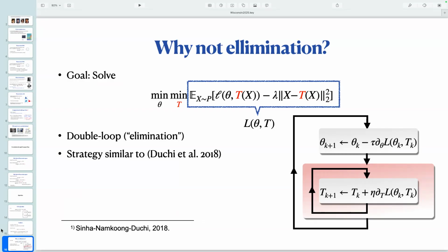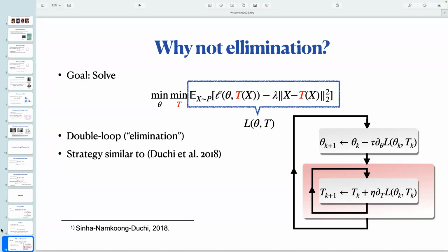A natural question to ask is, why not just solve min max? Sorry, I apologize, this is min of max over T. Does this correspond to an elimination scheme or double loop? Instead of alternating, I could do one iteration here, but do many iterations inside to solve for T instead. In fact, this is a strategy similar to a paper by Duchi et al. in 2018. It's a very influential paper with a lot of citations, developed for adversarial learning, and there they did this basically.